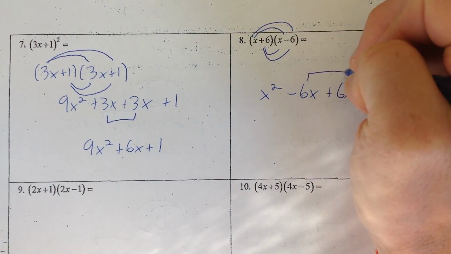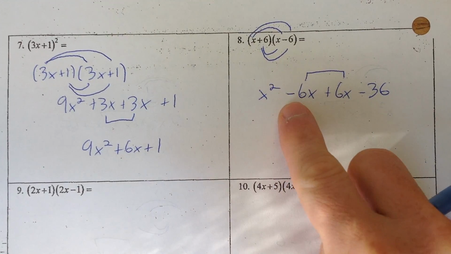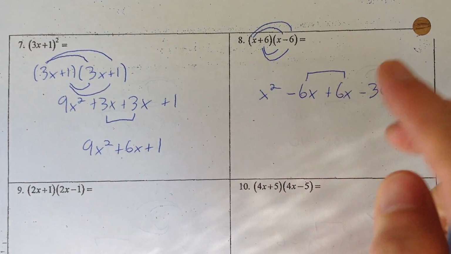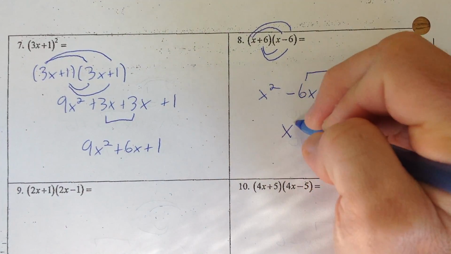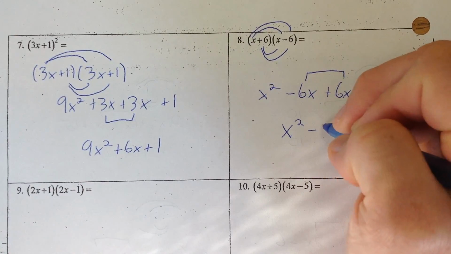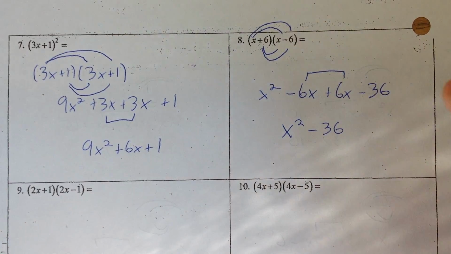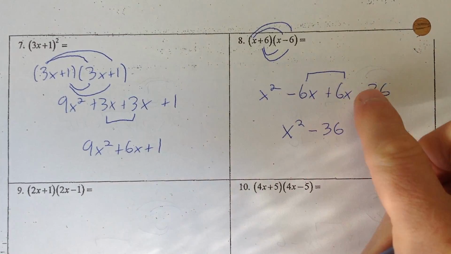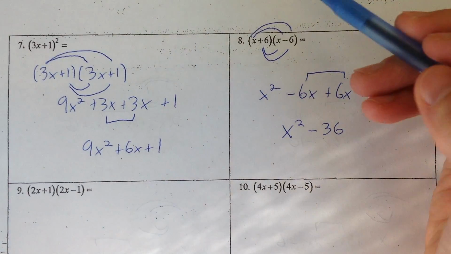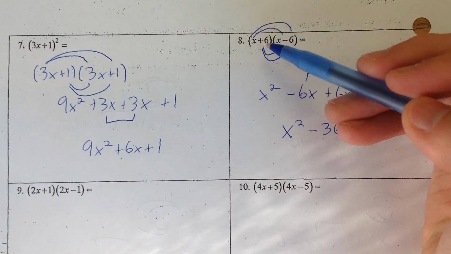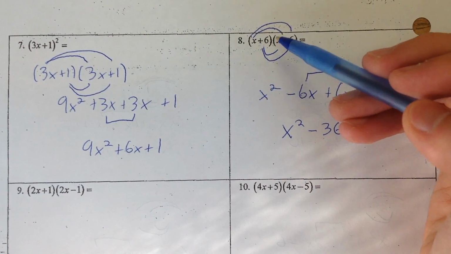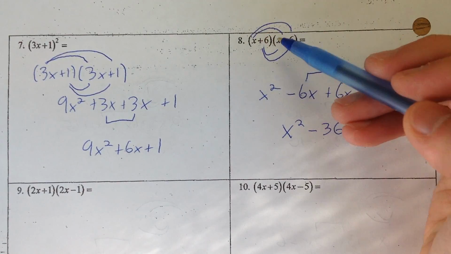So on this one, they actually are going to cancel out, because negative 6 plus 6 is 0. We're not going to write 0x. We're just going to write x squared minus 36. So these middle two terms are sort of dropping out, and you're going to see that happens whenever you have plus and minus the same number, as long as the fronts are also the same.